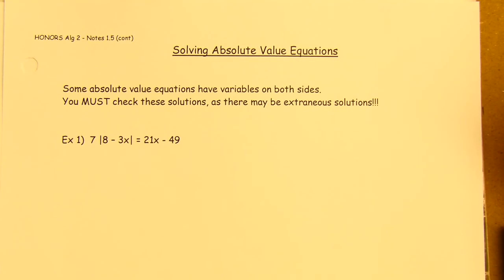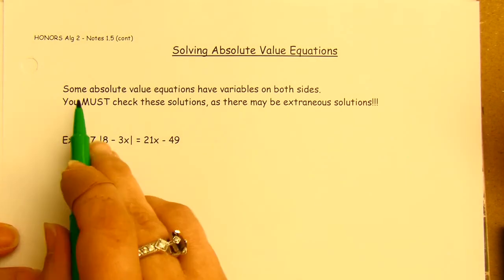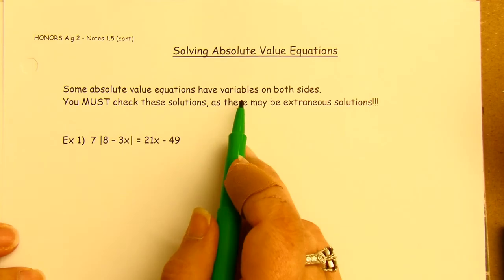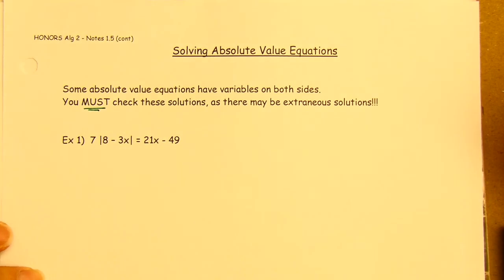Okay, back to Chapter 1, Section 5, Solving Absolute Value Equations. These ones are a little bit busier because I see that I have x on both sides of the equation. Some absolute value equations have variables on both sides. You must check these solutions as you could end up with extraneous solutions.